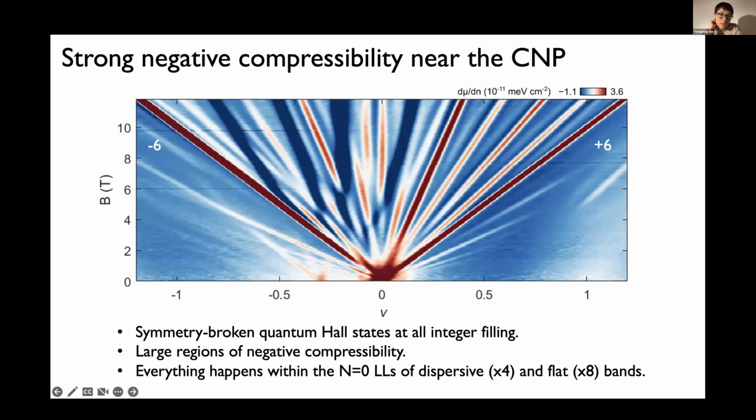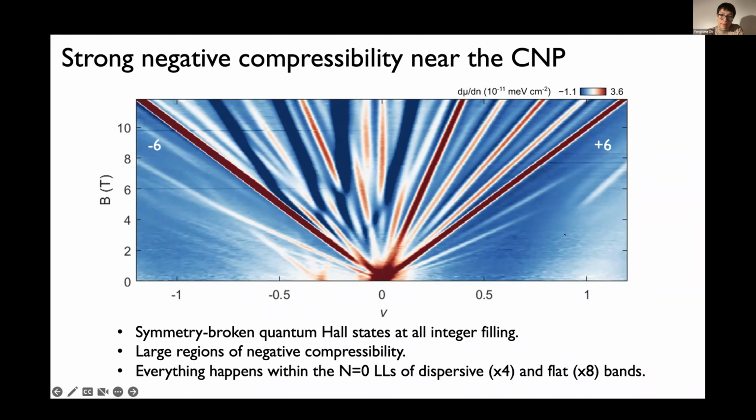The last thing I want to talk about is that we also see quite some unusual features near charge neutrality, namely negative compressibility, which is basically all these dark blue features. One thing you can already tell from this is that we observed all the singly degenerate quantum Hall states at all integer fillings.